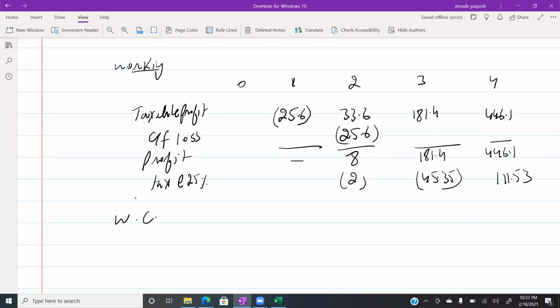Working capital, first of all, calculate the working capital requirement. In year 0, working capital was 25. And every year it will increase by 10%. Every year it will increase by 10%. So next year it will be 27.5, right? 30.25. 33.28.